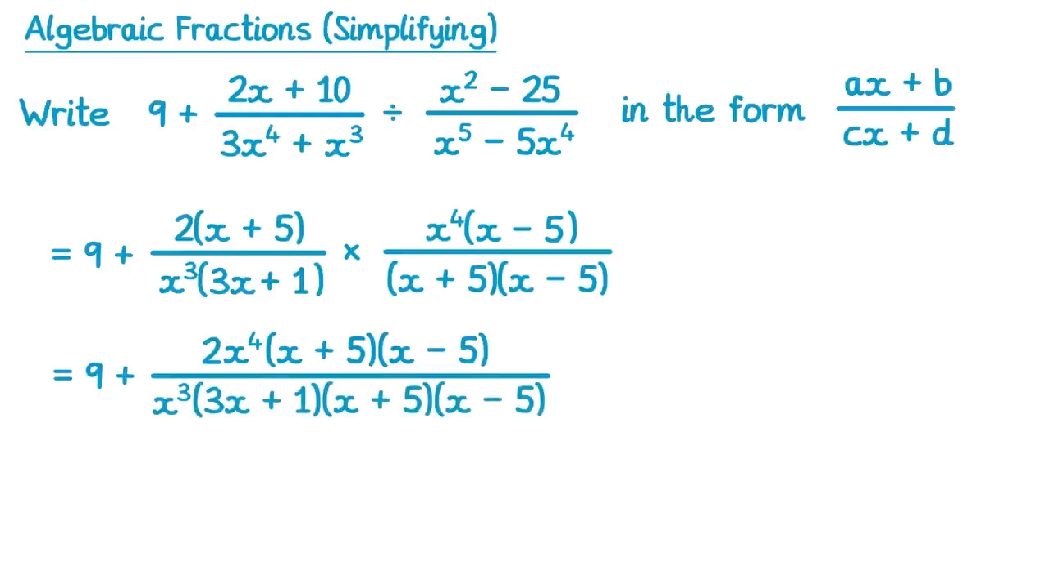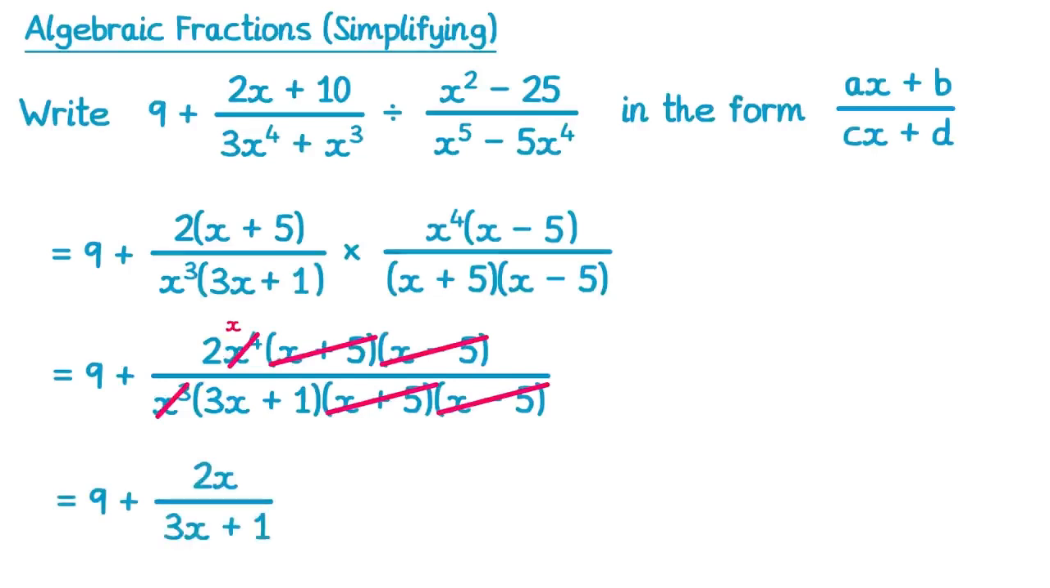Here you can see we have some common factors, so we can get rid of those x plus 5s and those x minus 5s. We can also cancel the x's. We've got x to the power 4 on the top and x to the power 3 on the bottom. So if we cancel those out, we'll just be left with 1x on the top. So we can now rewrite this as 9 plus, and then on the top we have 2x, and on the bottom we've just got that one bracket, 3x plus 1.